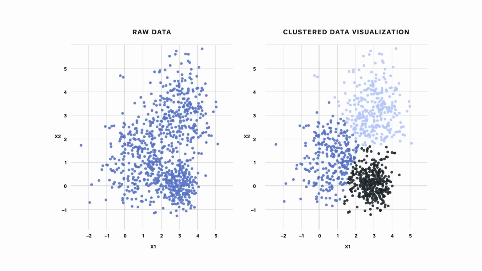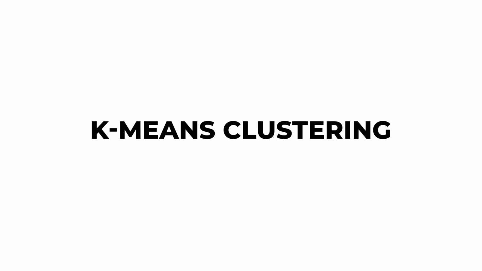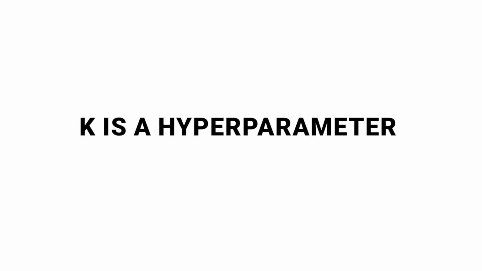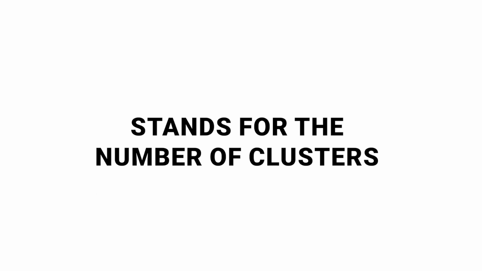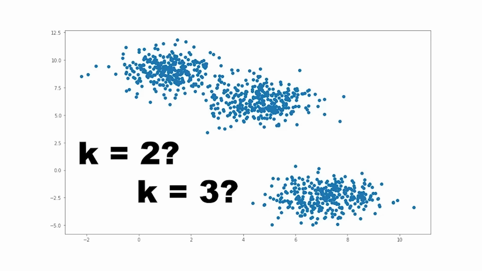The most famous clustering algorithm is called k-means clustering. Just like for KNN, k is a hyperparameter and stands for the number of clusters you are looking for. Finding the right number of clusters again is an art and has a lot to do with your specific problem, and some trial and error and domain knowledge might be required. This is beyond the scope of this video.